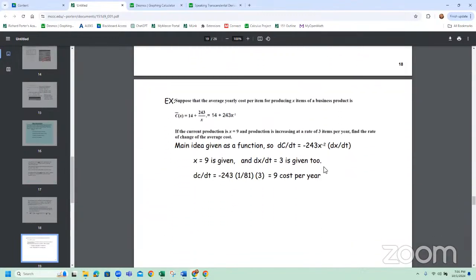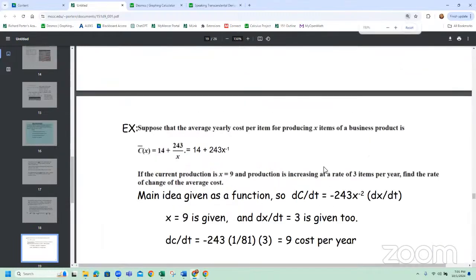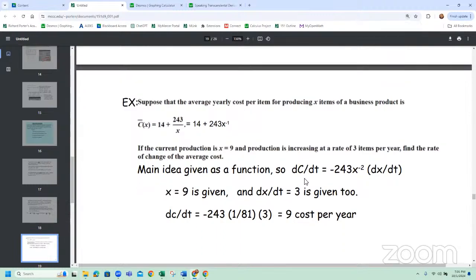So let's start off. Let's do this one. This is one that frequently shows up on tests. They're telling you that the average yearly cost is this C bar, and then they give you a formula for it, and I just write it this way so I can take the derivative of it. That's the main idea given as a function. So when you take the derivative with respect to time, the derivative of c bar is dc bar/dt. Then you take the derivative of 14, you get 0, so that goes away.